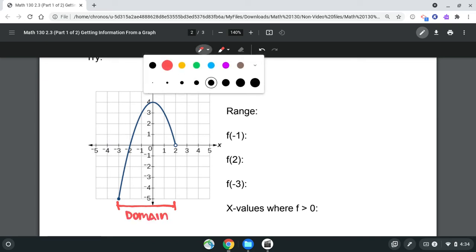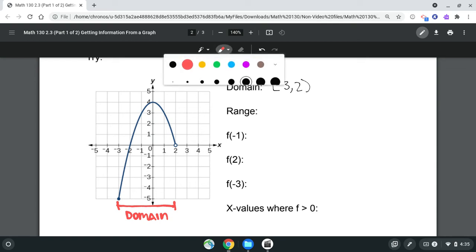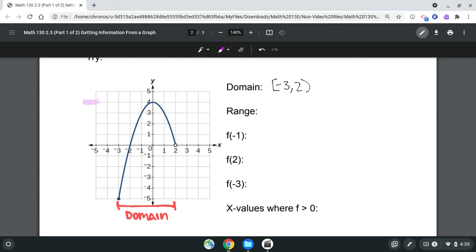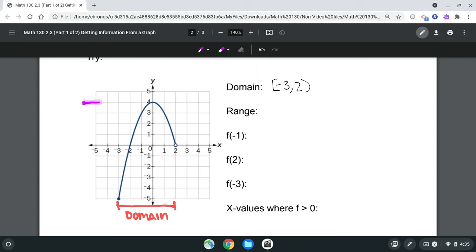Okay, and that looks like it is from negative 3, and we include the negative 3, all the way to 2, but 2's not being included. Our range, okay, so our range, it goes from here all the way down to here. Those y values are being used for our range.